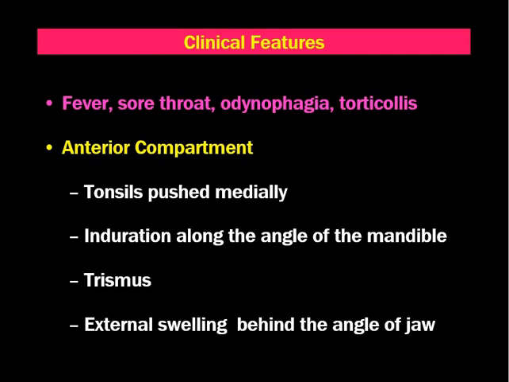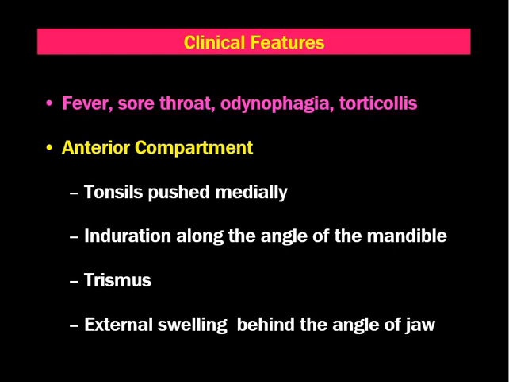What are the clinical features? The patients usually present with high-grade fever, sore throat, maybe tonsillitis, odynophagia, difficulty to swallow, and torticollis. As the pus lies in the parapharyngeal space, the patient will have deviation of the head towards the same side so that there will be less spasm and the patient can handle more of the pus in the parapharyngeal space area.